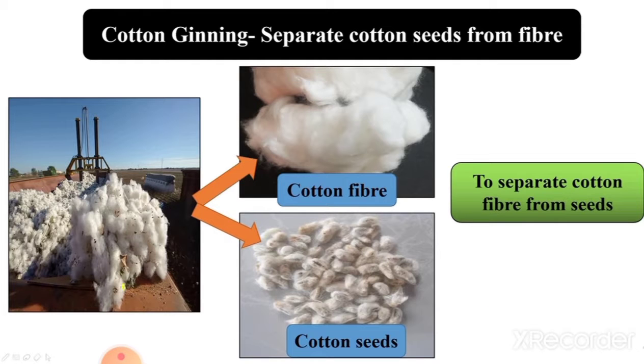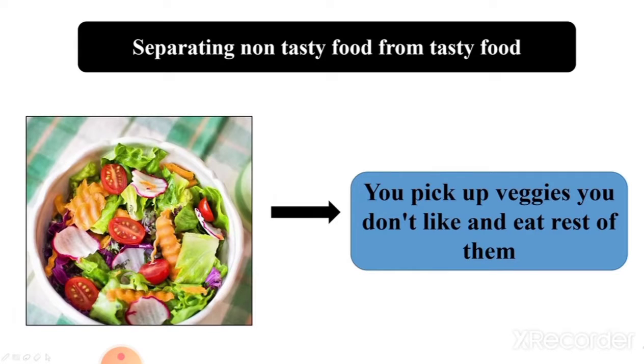Okay, so take a look at this one. This is a bowl of salad, and your mother wants you to eat all the vegetables. But if there are some vegetables which you don't like, what will you do? You will pick up those veggies which you don't like and you will eat the rest of them, right? So what have you done? You have separated the non-tasty food from tasty food, right? So this is also separation. Okay, so now we have looked at a number of examples where we do separation in our everyday lives, right?